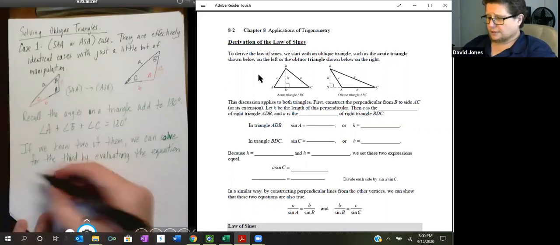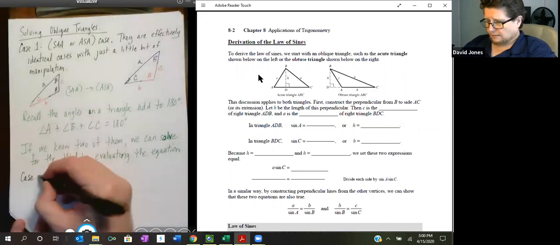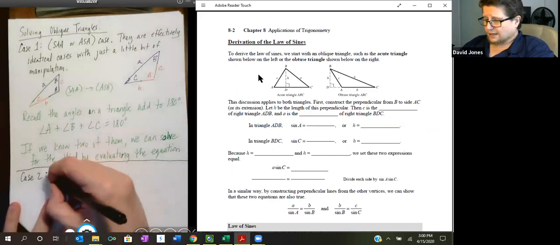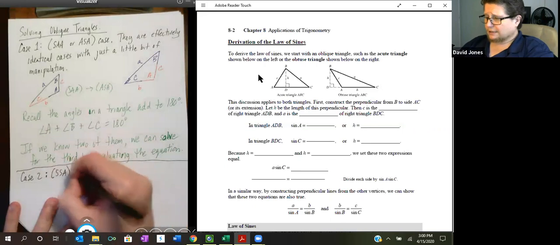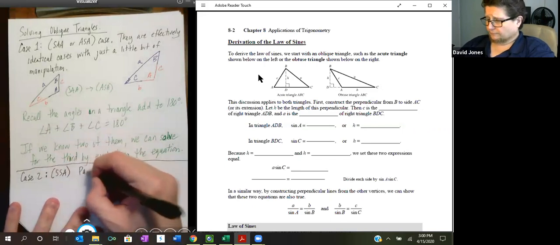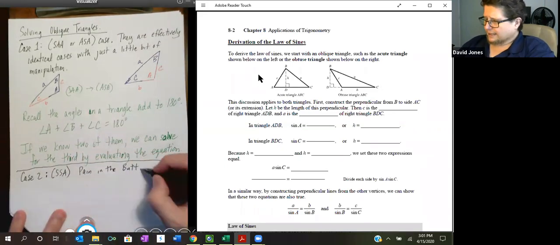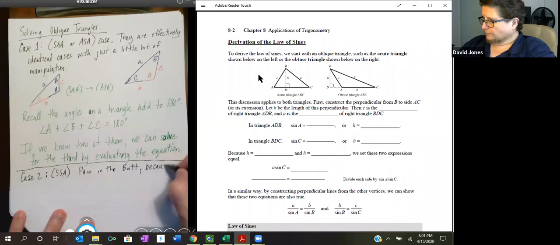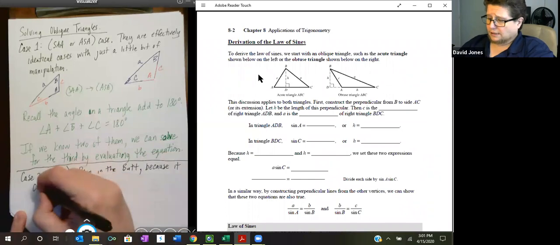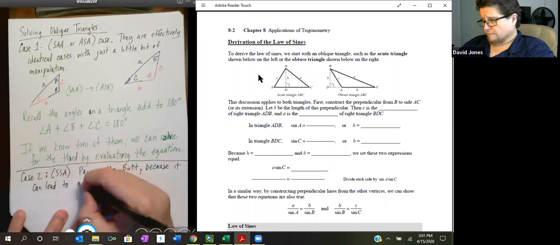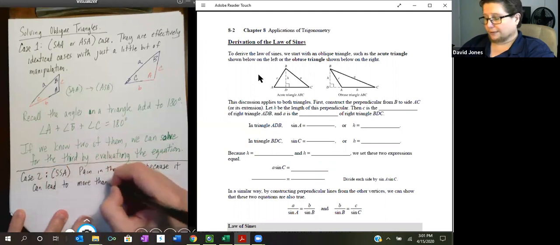Case number two. This is the side side angle. This is the rough one with the pain in the butt. Because it can lead to more than one triangle. More than one triangle or no triangles, believe it or not.